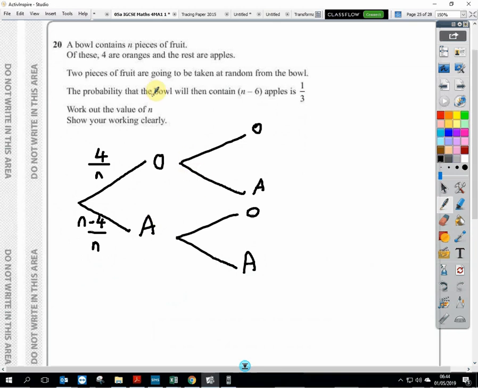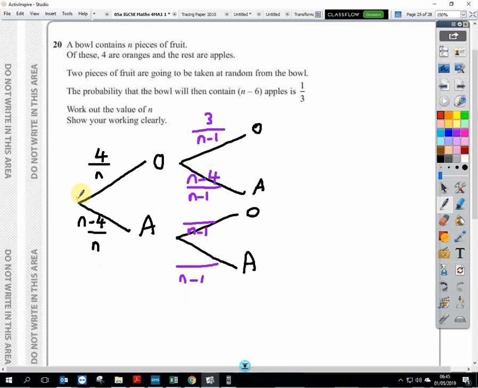Now, it doesn't say anything about the fruit being replaced. So what I'm going to do now is work out all of these branches. I may not need all of them, but I'll do them all anyway. They're all going to be out of n minus 1 because at this stage you have selected 1 piece of fruit, so there's going to be 1 less in the bowl. Let's deal with oranges first. Originally there were 4 oranges, and you take an orange, so now there's 3. But you haven't taken any apples, so there's still n minus 4 apples.